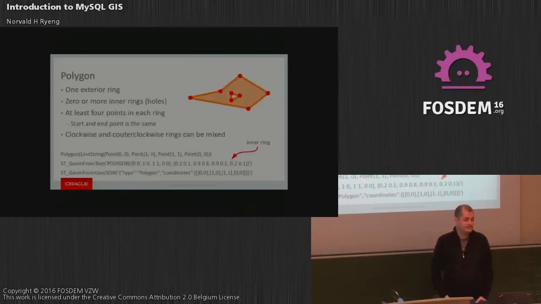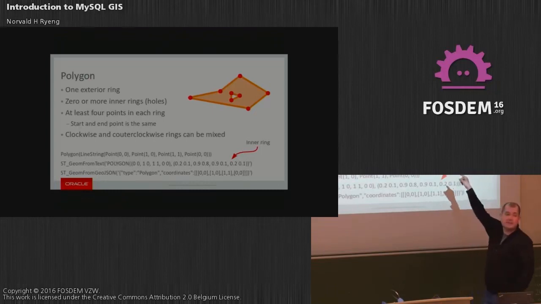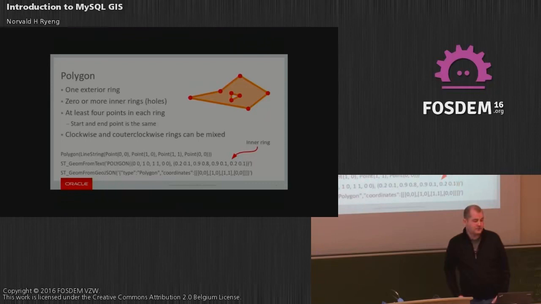Polygons. Polygons are all polygons. They have one exterior ring. They might have 0 or more holes, that's interior rings. There are at least 4 points. You have to specify the starting point is the same as the end point. So the triangle there has 4 points, just to close it off.